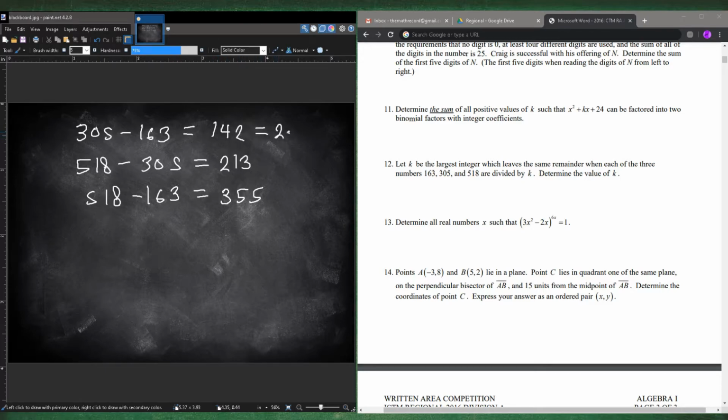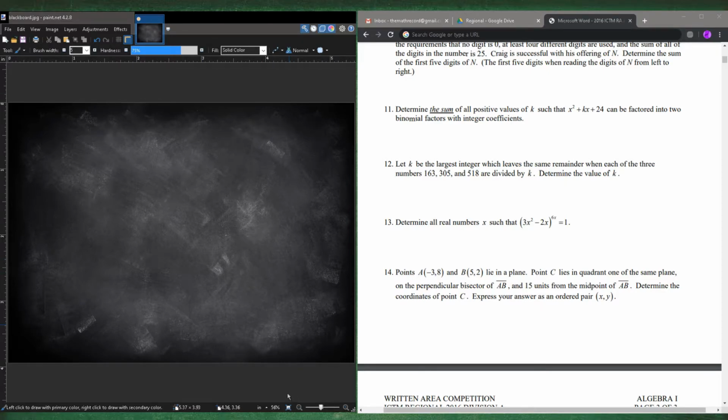So 142 is 2 times 71. And then 213 is 3 times 71. And 355 is 5 times 71. So whatever factors they have in common, that's the largest integer which leaves the same remainder. So the answer is 71 because that's the largest one. So k is 71. That's generally the trick of how to do it.